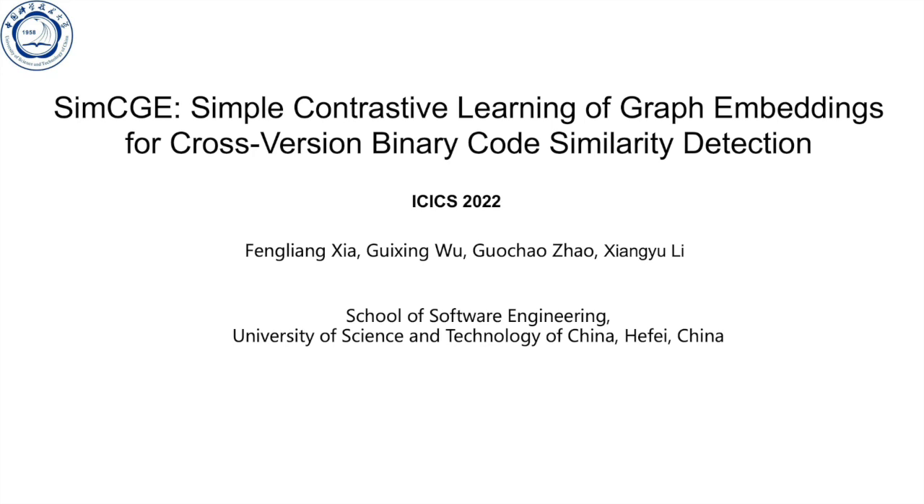My name is Fengliang. All four of our authors are from the School of Software Engineering, University of Science and Technology of China. The theme of our work is simple contrastive learning of graph embeddings for binary code similarity detection.